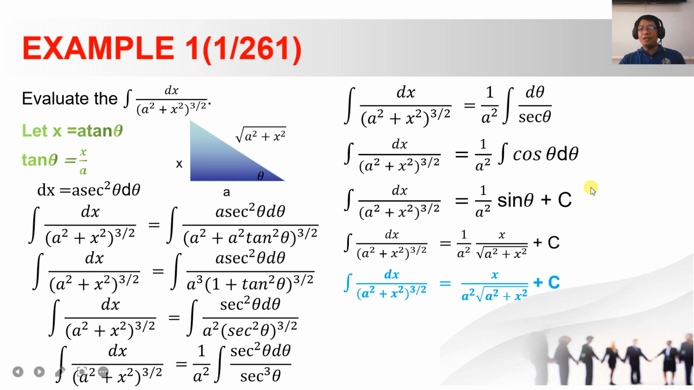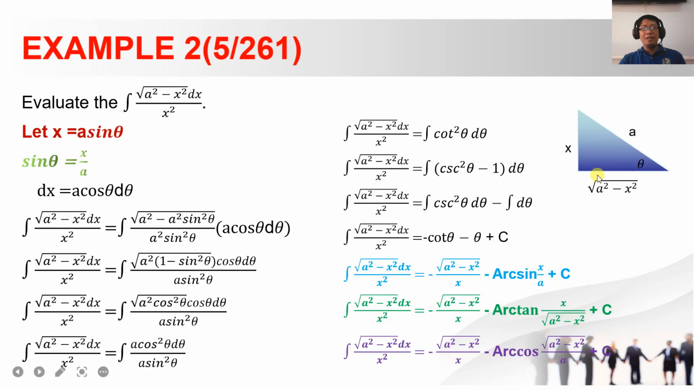So, for first example, number 1, page 261 in your textbook. So now, we will proceed to the second example, number 5 in your textbook, page 261. We have: evaluate the integral of the square root of a squared minus x squared dx over x squared. Again, ang tinitingnan lang po yung integrand kung anong meron. So a squared minus x squared is ito po yun, let x equals a sine theta. Di ba? Yun yung formula na gagamitin. So it means let us use this.